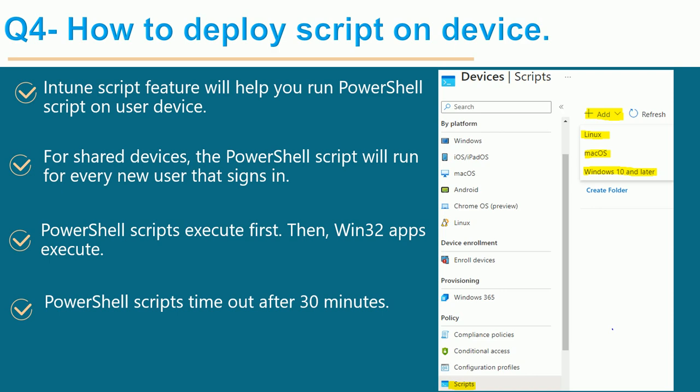If you add the PowerShell script with your Win32 app deployment as a detection method, first your PowerShell script will run and then the application will execute. If you deployed any PowerShell script and it is running more than 30 minutes, then automatically that script will be killed and time out. So it's a maximum of 30 minutes you can run it. This script you can use on the Linux platform, Mac OS, or the Windows 10 and later platform.